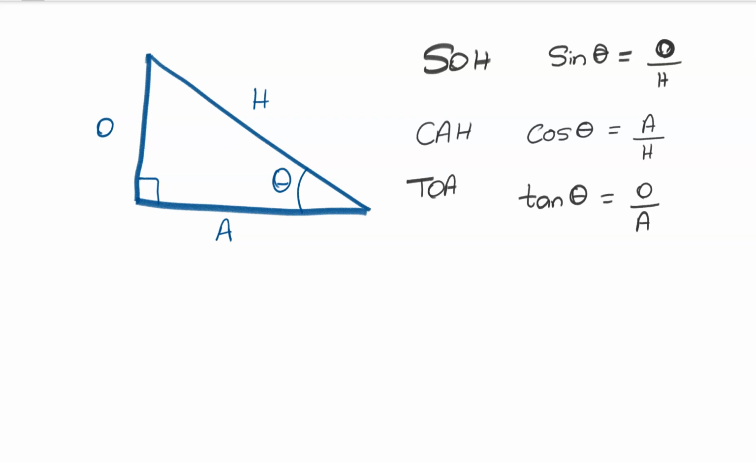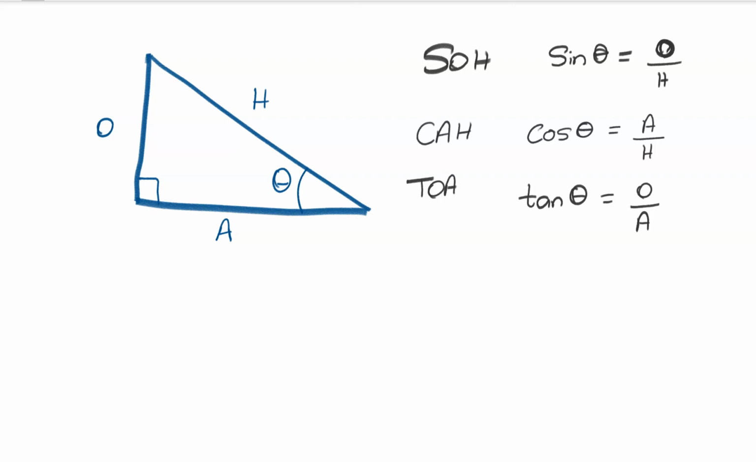So in this video, we'll be looking at finding an angle given two sides using trigonometry. We're going to go back to the idea of using SOH CAH TOA again, and just reminding you that SOH is sine of theta equals the opposite length divided by the hypotenuse length. CAH is cos of theta equals the adjacent length divided by the hypotenuse length. And TOA is tan of theta equals the opposite length divided by the adjacent length.